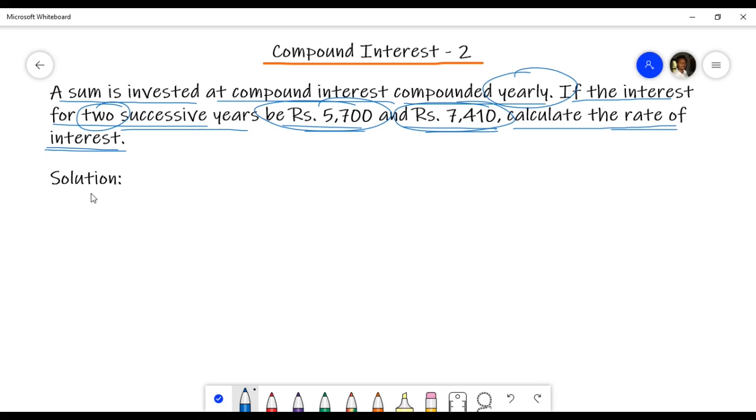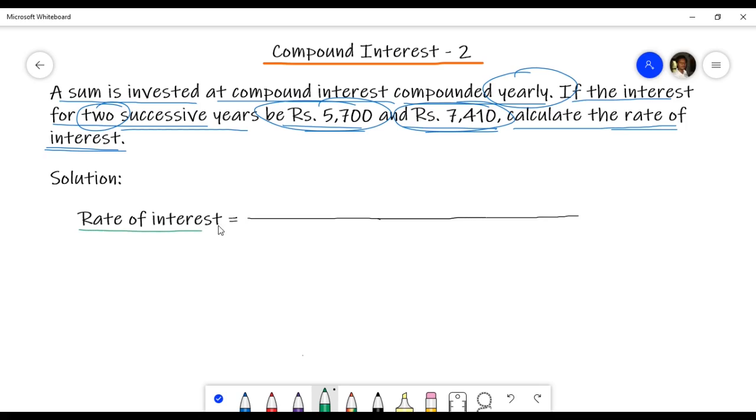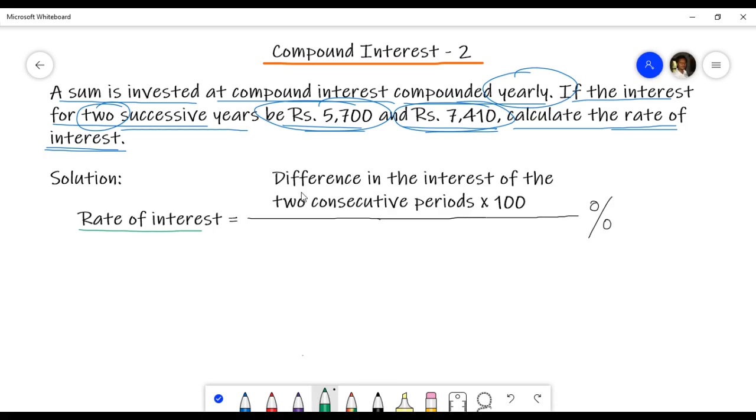So how are we going to solve it? Let us see how we can solve this problem. We have to find the rate of interest. Here is the formula to find the rate of interest. Rate of interest is equal to the difference in the interest of 2 consecutive periods, that means the 2 successive years, into 100, divided by the compound interest of the preceding year into time.